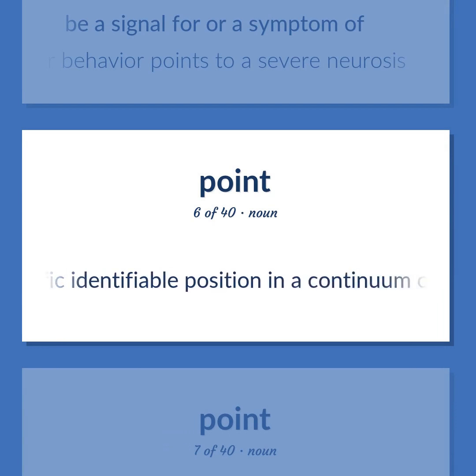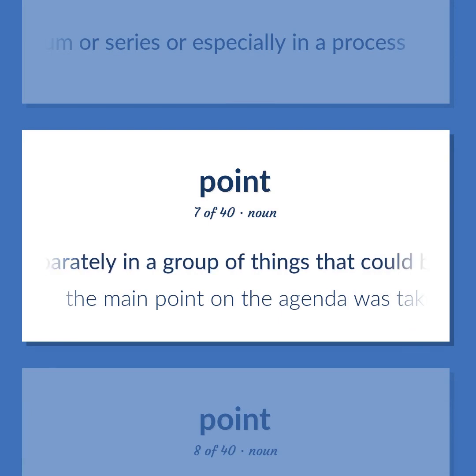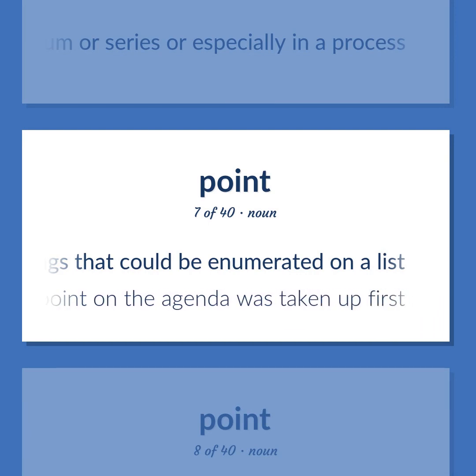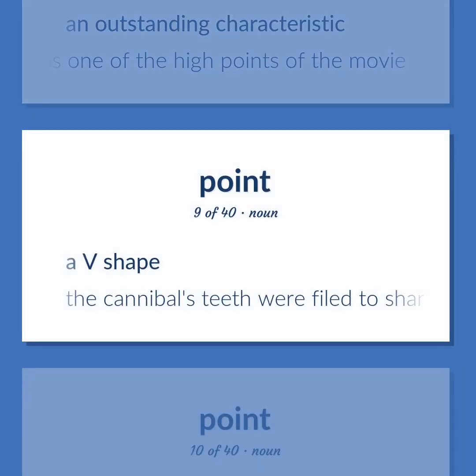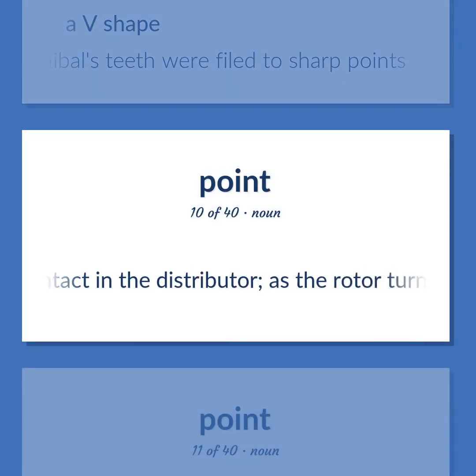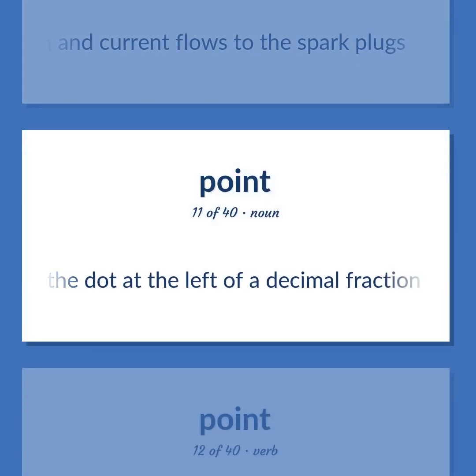A specific identifiable position in a continuum or series or especially in a process. A distinct part that can be specified separately in a group of things that could be enumerated on a list. The main point on the agenda was taken up first. An outstanding characteristic. His acting was one of the high points of the movie. A V shape. The cannibal's teeth were filed to sharp points. A contact in the distributor. As the rotor turns, its projecting arm contacts them and current flows to the spark plugs. The dot at the left of a decimal fraction.